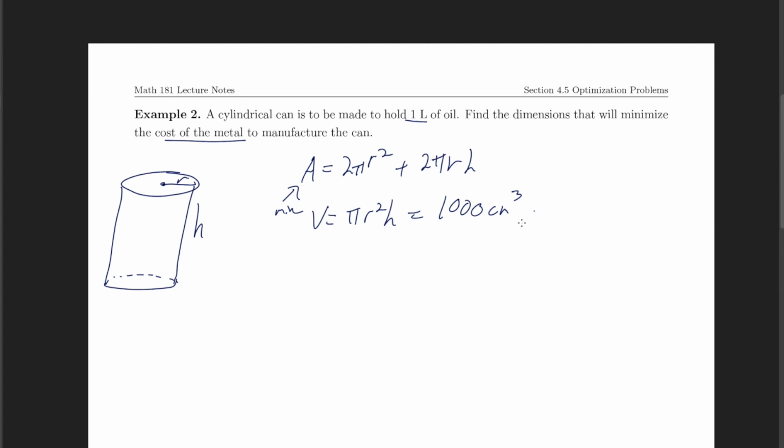You could have written this using different units, but this is just a unit I'm going to use because I know 1 liter is 1,000 milliliters, and a milliliter is 1 centimeter cubed. So that's what I'm using.